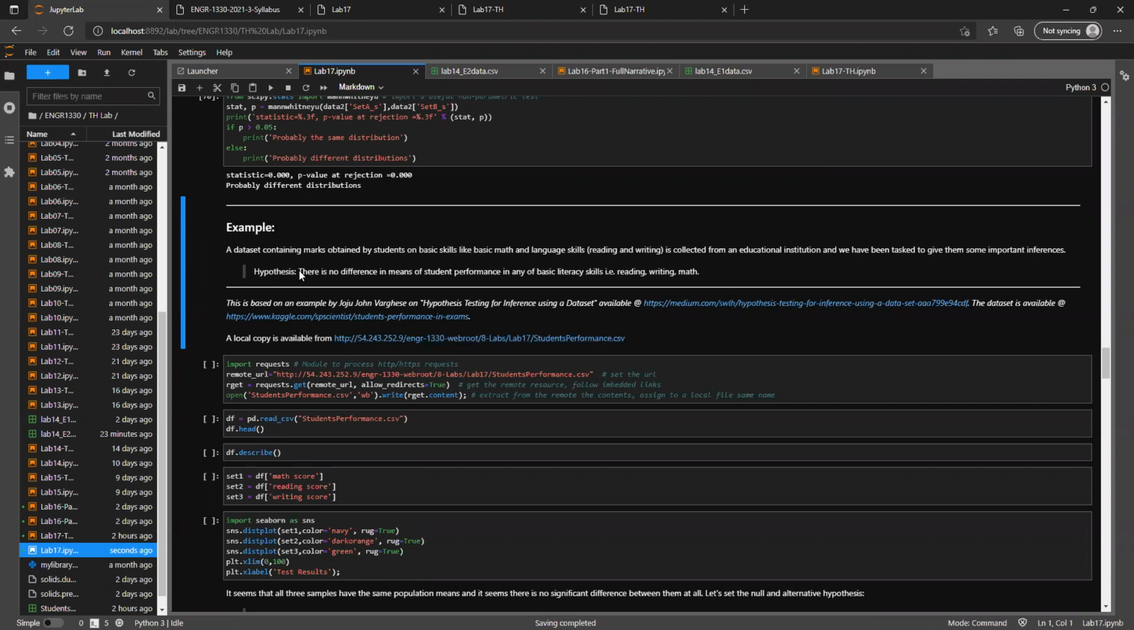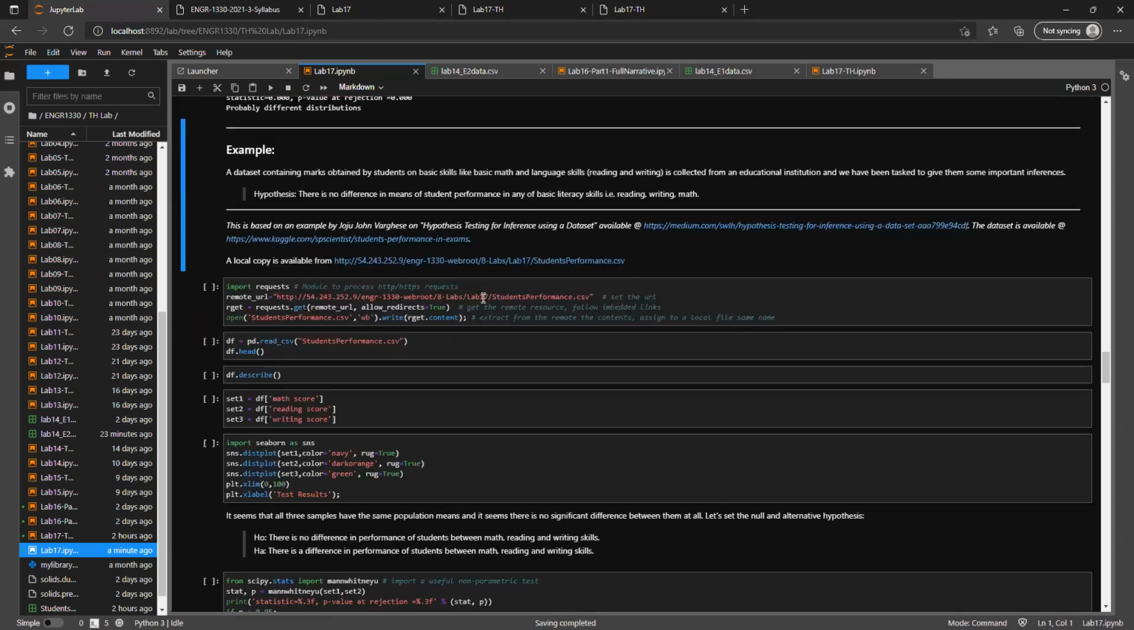The hypothesis we want to test is there is no difference in the means of student performance in any of the basic literacy skills, i.e. reading, writing, and math. So if I'm reading this correctly, take the performance of students on average in reading, writing, and math, respectively, there's no significant difference in any of them. Okay.